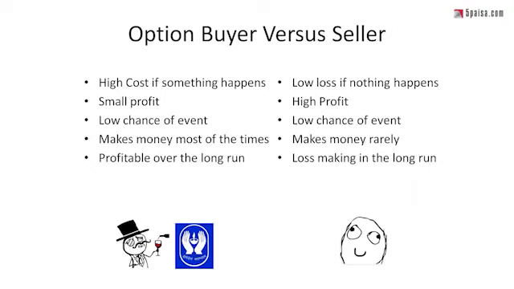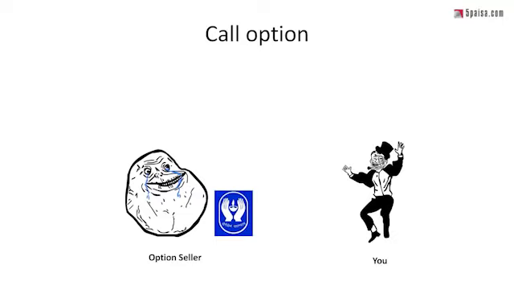But here's the catch. Although it is loss making in the long run, the loss is fairly low if nothing happens. So this is what drives option buyer to buy options. This is what makes option seller sell options. This is the psychology, right? So having understood the psychology of it, now let us jump into the first concept, which is a call option.